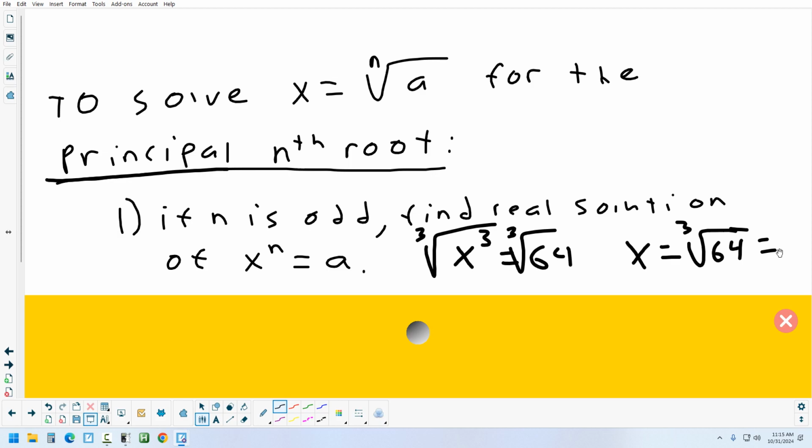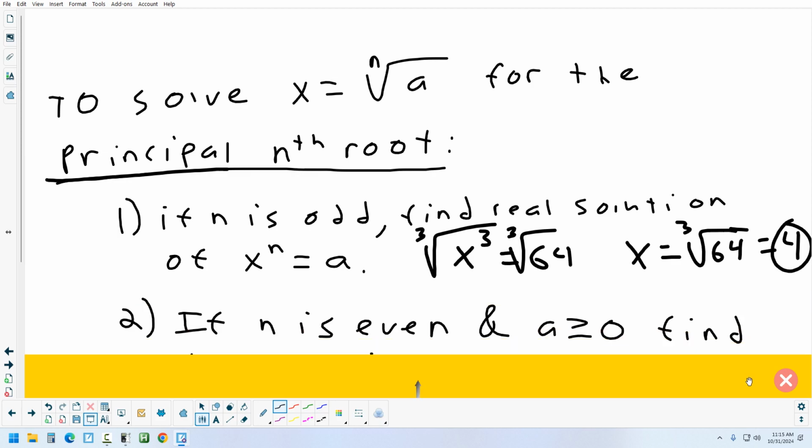What's the cube root? Yeah? Is it 4? It's 4. So when you are solving a problem that has an odd root in it, if you don't have a nice number, you just type it in on the calculator, and we pretty much just write down the answer. Just take the cube root of each side.